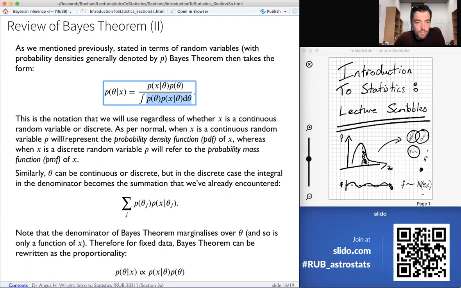P here now represents the probability density function of x if it's a continuous variable, but if x is discrete, then naturally it's the probability mass function. Remember, we discussed the difference between these two things is just whether you have discrete data or continuous data.